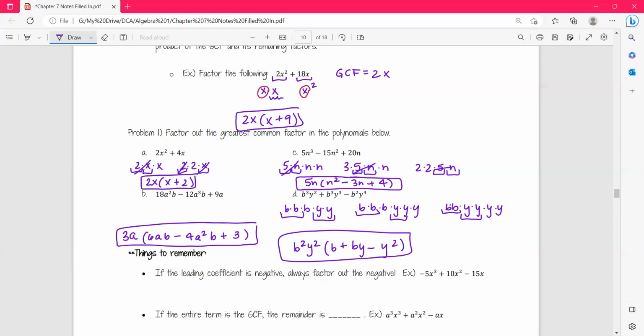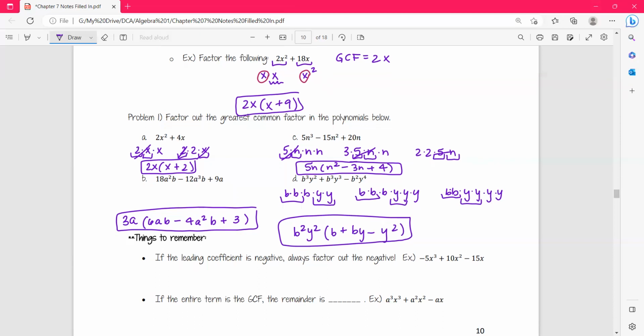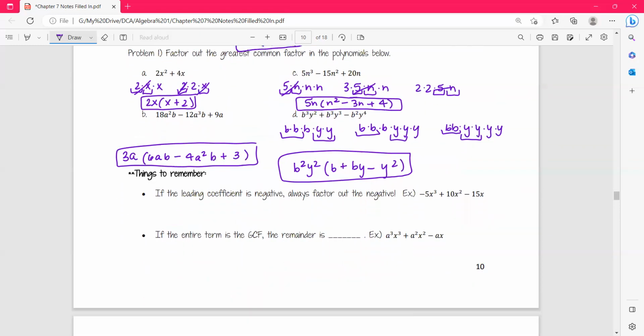Okay. It is tricky, but we've got to get in the habit of looking for these GCFs. Things to remember here: if the leading coefficient is negative, always factor out the negative. So here, notice the leading coefficient is negative, so my GCF is going to be a -5. They each have an x in common. So then I'll be left with x squared. Taking -5 out of 10 is -2. X out of x squared is x. -5 out of -15 is a +3. X out of x is a 1. If the entire term is the GCF, the remainder is 1.